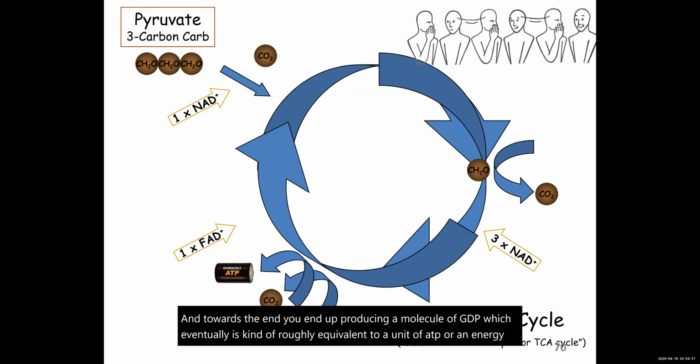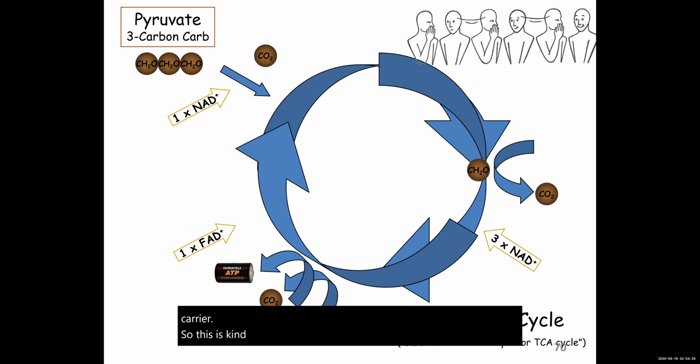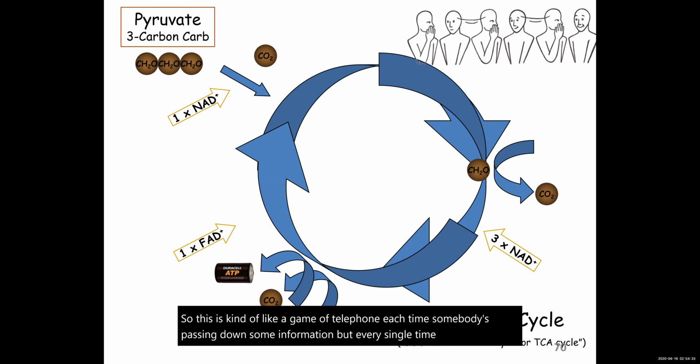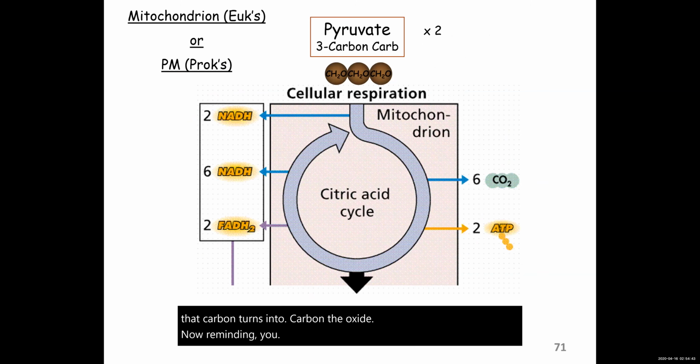So this is kind of like a game of telephone. Each time somebody's passing down some information, but every single time somebody passes it on, something is lost. Here, what you're losing is a carbon, and that carbon turns into carbon dioxide. Now, reminding you that this started off as 2 pyruvates at the end of glycolysis. So technically, when you look at this, you kind of double the amounts.